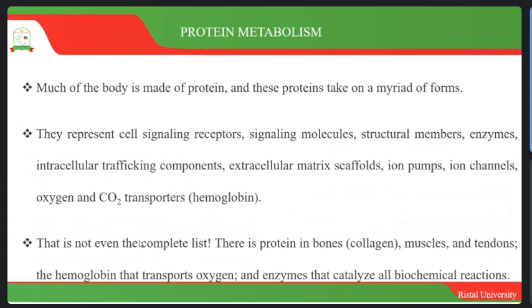So they represent cell signaling receptors. Meaning these amino acids or proteins can be signaling molecules, can be structural members. They can be enzymes, intracellular trafficking components, extracellular matrix scaffolds, ion pumps, ion channels, oxygen and carbon dioxide transport. That is the role of hemoglobin, the oxygen and carbon dioxide transporter. So those are some of the kinds of proteins that are very important in your body. And this is not even the complete list, because there is really more to that. We have the tendons, the collagen, the muscles, and everything in your body.